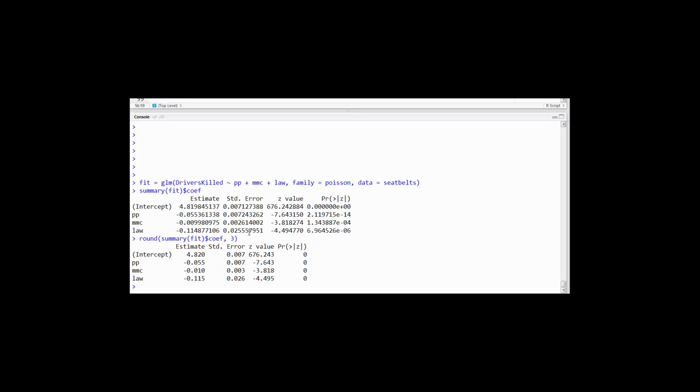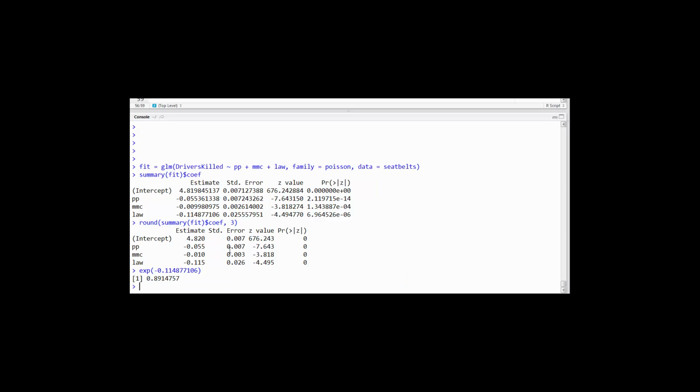So let's look, for example, at the law variable. This is negative 0.115. It's better to exponentiate it. Without exponentiating it, that is the decrease in the log of the expected number of drivers killed, comparing before and after the law having been enacted.